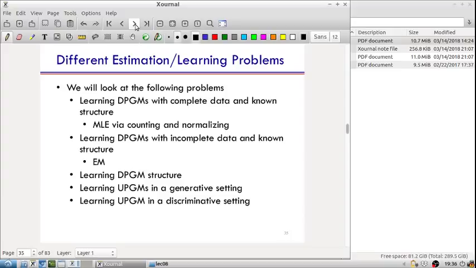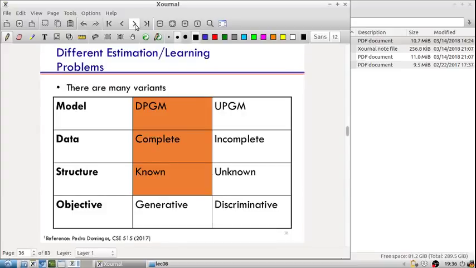Half an hour or 50 minutes. Okay, so let's pick directed graphs. Let's pick the first case. Directed graphs, I have full data. I know the structure of the graph. I just want to learn a parameter. That's it. That's the problem.